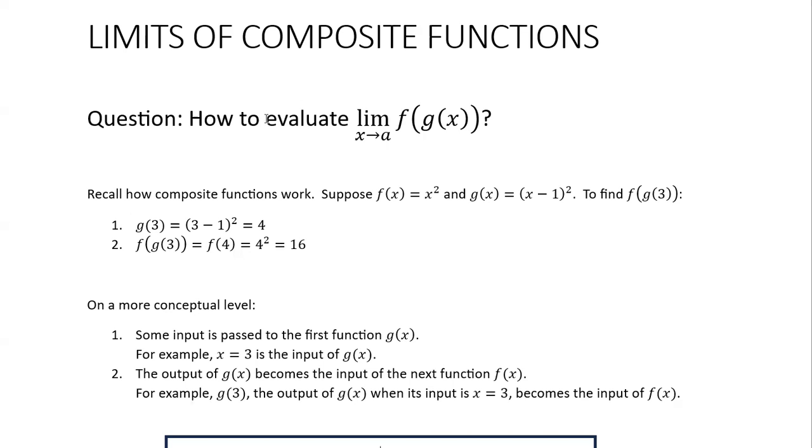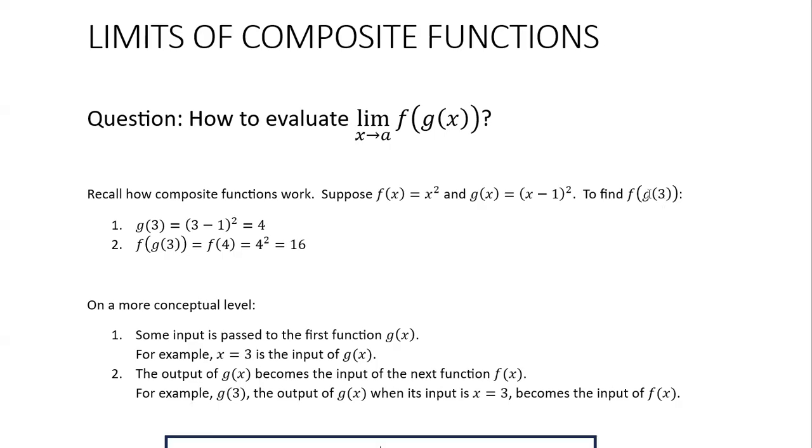So the big question is, how do we evaluate the limit as x approaches a of f of g of x? This is a composite function because g of x is composed inside of f of x, okay? So let's quickly recall how composite functions work. So suppose we have f of x equals x squared, and g of x is (x minus 1) quantity squared. How do we find f of g of 3?